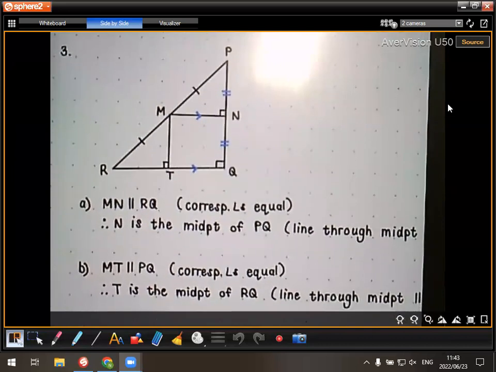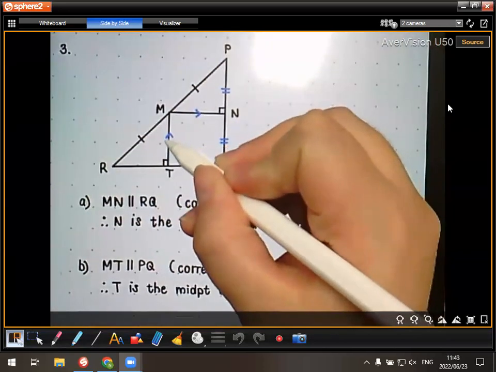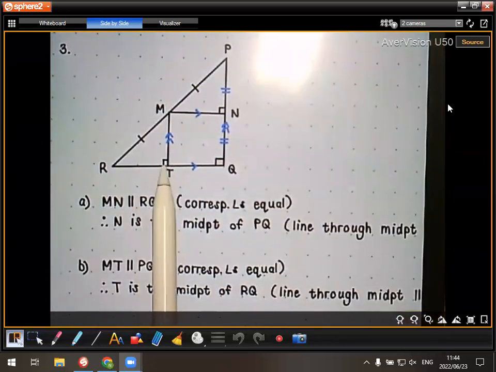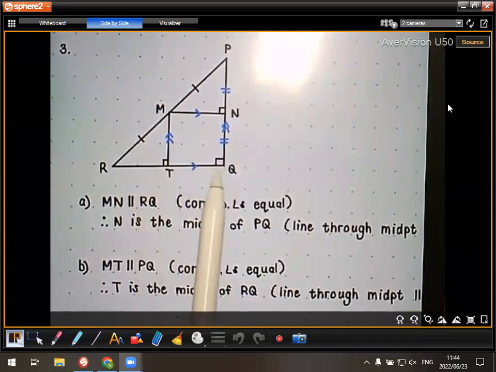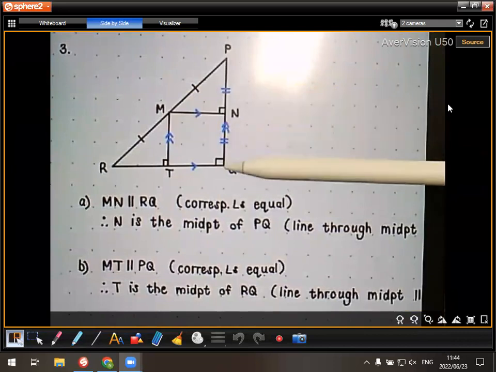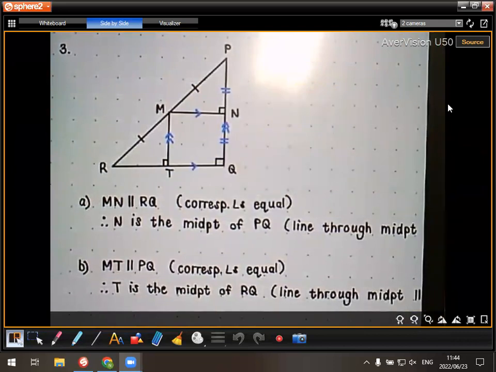And then to prove that T is the midpoint of this side, it will be the exact same thing. You just first have to prove that MT is parallel to NQ, but again, we have that those 2 angles are 90 degrees each. So again, we have corresponding angles equal, if we look at that F shape there. So because M is the midpoint of one side and this line is parallel to that one, we know that T is going to be the midpoint of the first.